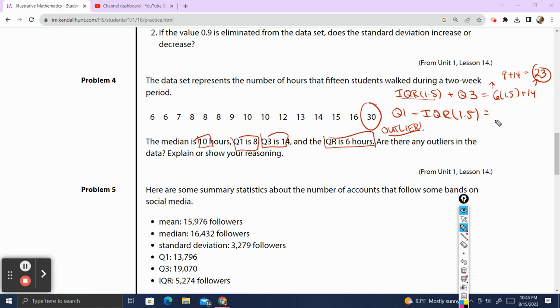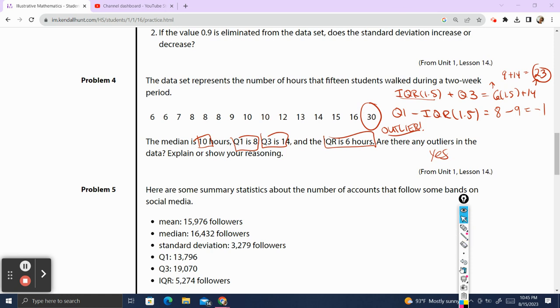Let's check to see if we have another one. Honestly, looking at the data, I see that we have 6, 7, 8 all the way down here, 9, 10, and I do not think we have a lower outlier, but we can check just in case. So we have 8 as our Q1. We already calculated our IQR times 1.5, which is 9, which gets us -1. We do not have any values that are negative numbers, so there are no lower outliers. So yes, there's an outlier, but it is only that 30.